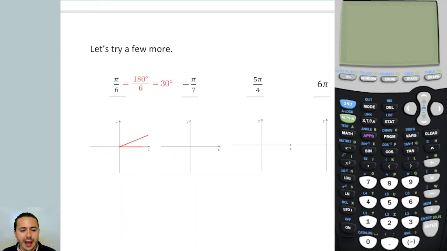Now you should not have to convert necessarily. It can be a little tricky because we're talking about fractions here, and then pi just kind of throws a wrench into the mix.